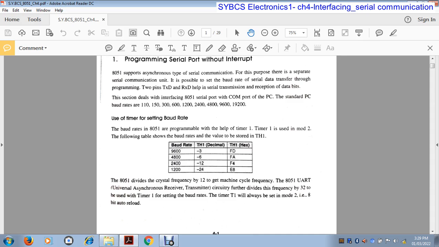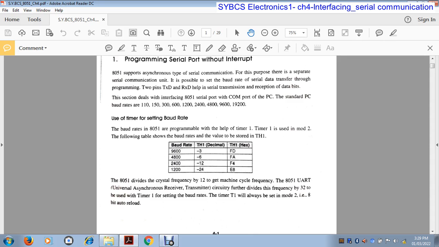Okay, so you have to remember this baud rate table. For 9600, the -3 value is loaded in TH1. For 4800, the -6 value is loaded in TH1. For 2400, -12 is loaded in TH1, and for 1200, -24 is loaded in the TH1 register.